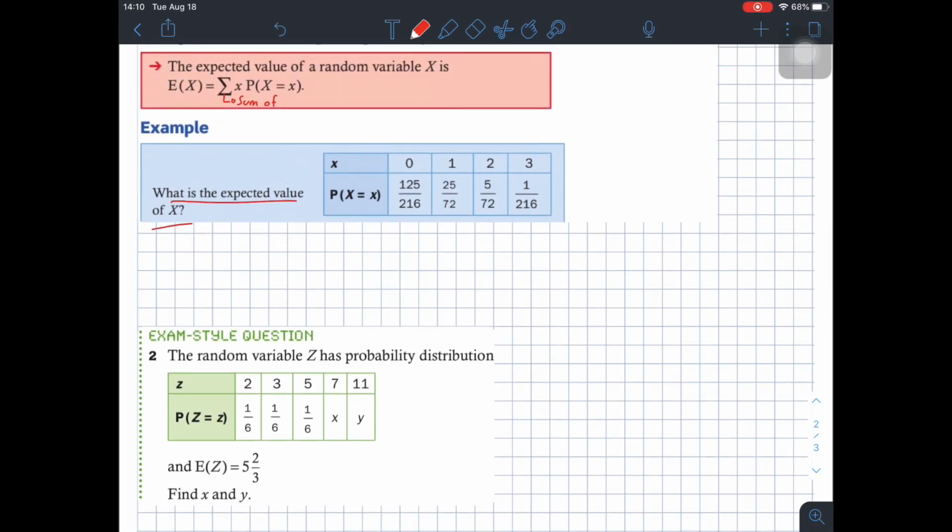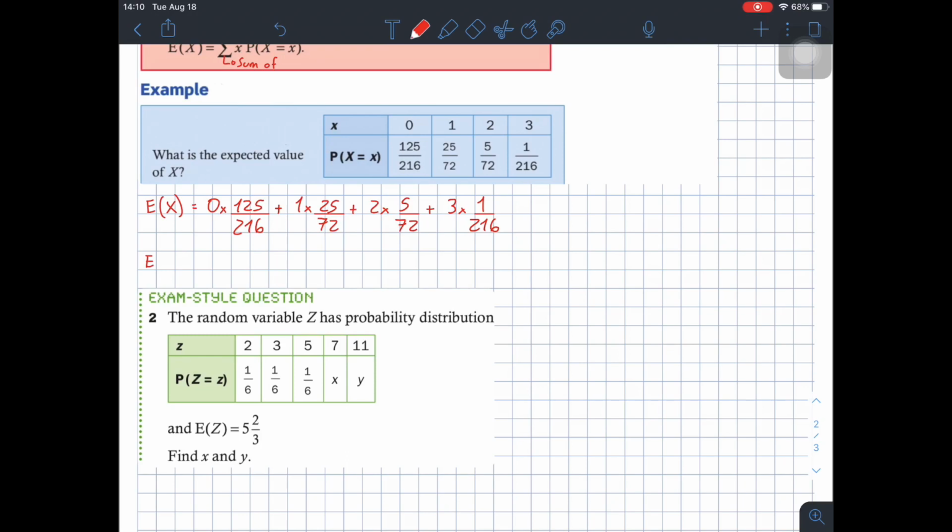It says, what is the expected value of x? So if I want to find the expected value of x, now that I know the concept, the only thing I need to do is multiply each of the values of x by its probability and then add up all of the results, okay? So this is 0 times 125 over 216 plus 1 times 25 over 72 plus 2 times 5 over 72 plus 3 times 1 over 216. If you perform this using your calculators, you should get an expected value of 0.5 or 1/2. So this is 1/2, which is the same as saying 0.5.